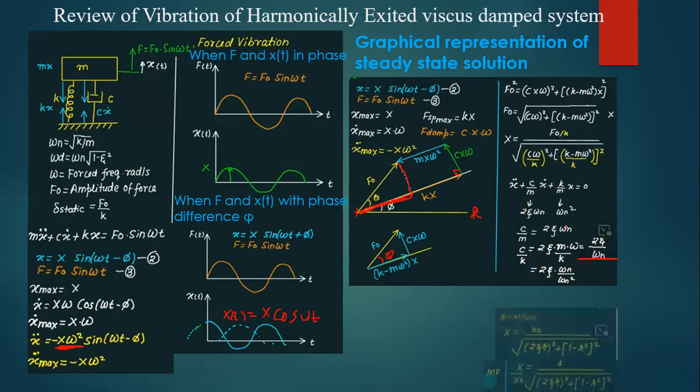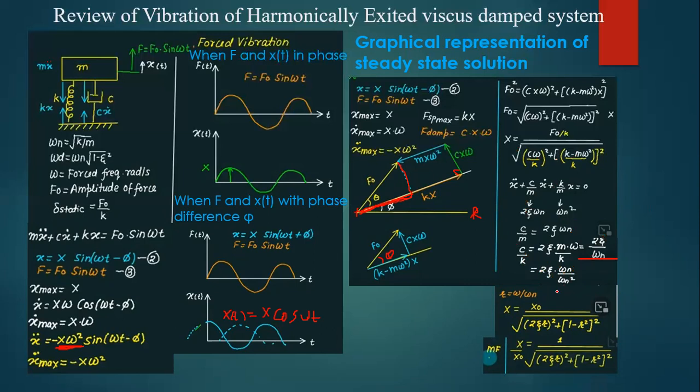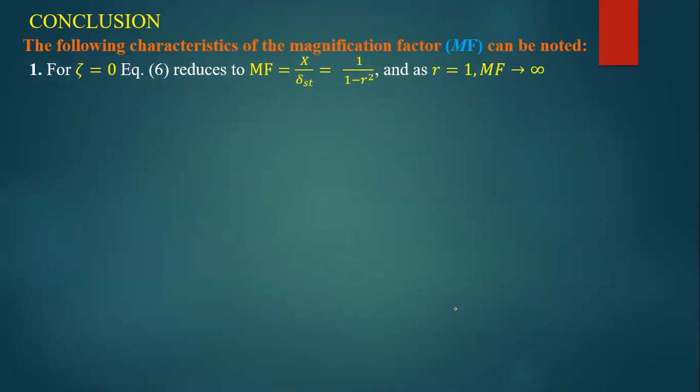Finally, it gives us X is equal to X naught, where X naught means delta, that is the static deflection. So magnification factor is equal to X over X naught, or X over delta ST, which gives us 1 over the radical of (2 zeta r) the whole squared plus (1 minus r squared) squared. This is what we discussed in the previous slides. Now, just to conclude this part of the discussion, let's see the characteristics of the magnification factor.